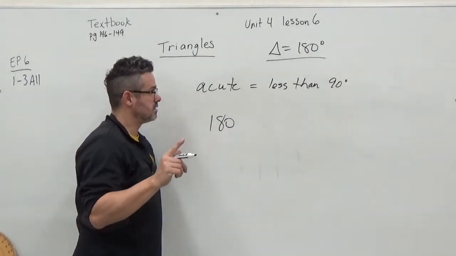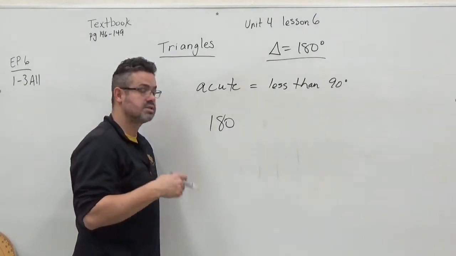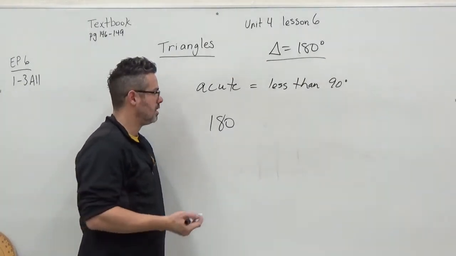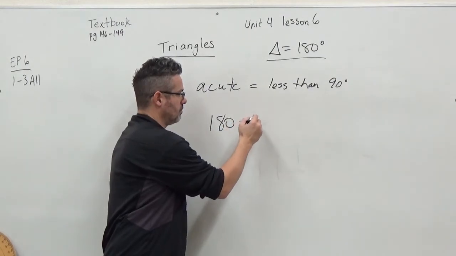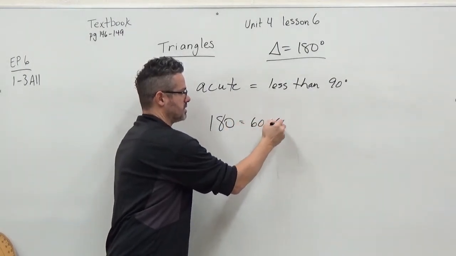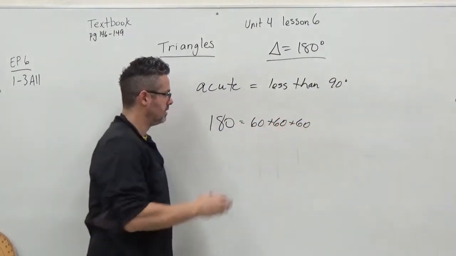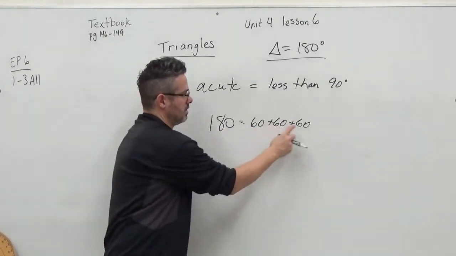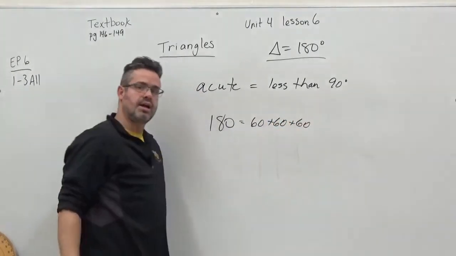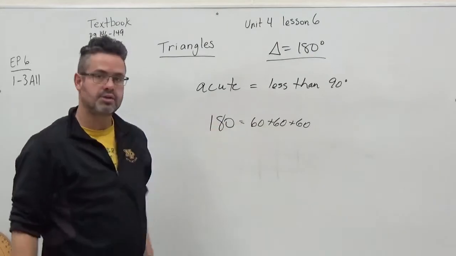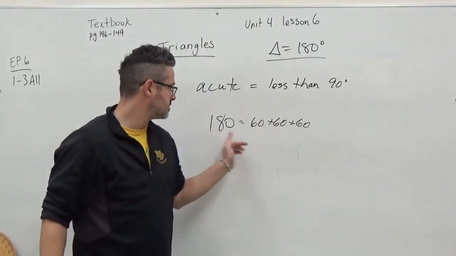The answer is yes, there are several combinations. For example, we know that 60 plus 60 plus 60 is 180 degrees. These are all less than 90 degrees. Okay, so there's one set of acute angles that equals that.